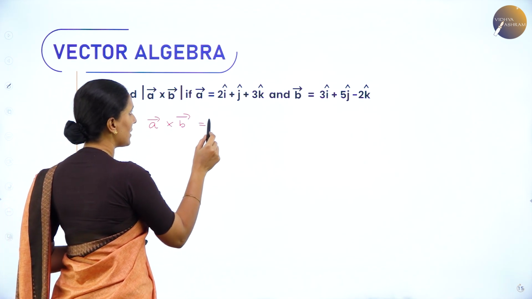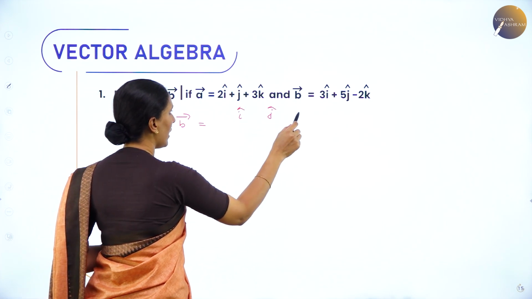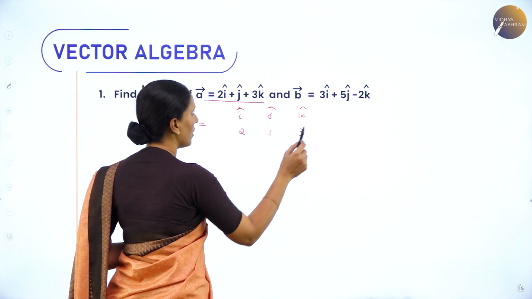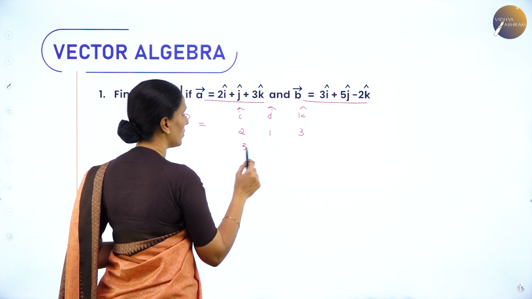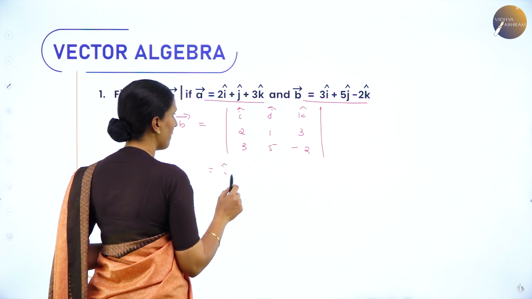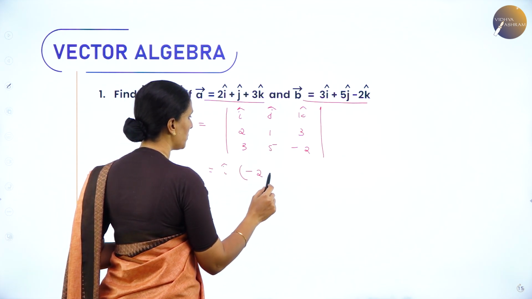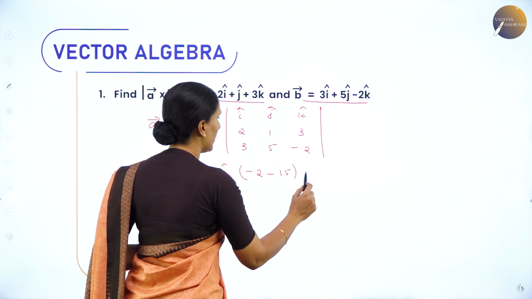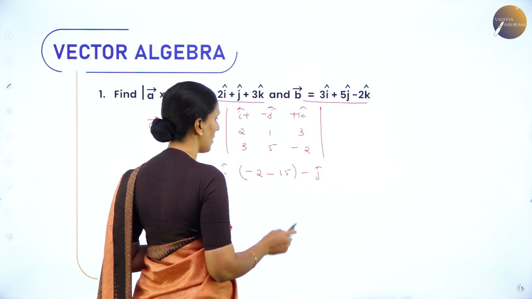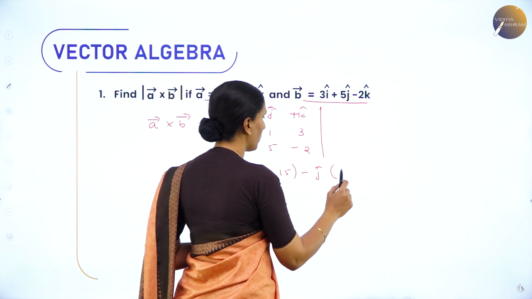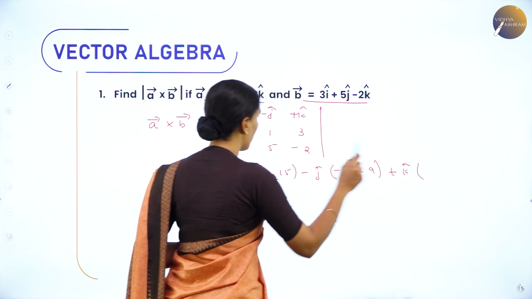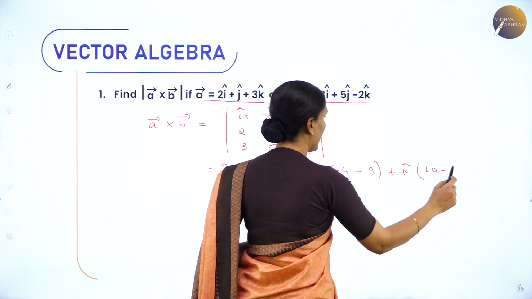A cross B is given by i, j, k in the first row, components of vector A in the second row, 2, 1, 3, components of vector B in the third row, 3, 5, minus 2. So let us expand this. So we have i, 1 into minus 2, minus 5 threes are 15. Next we have minus j, because in the first row the sign convention is plus, minus, plus. So minus j, minus 4, minus 9, plus k, 10, minus 3.